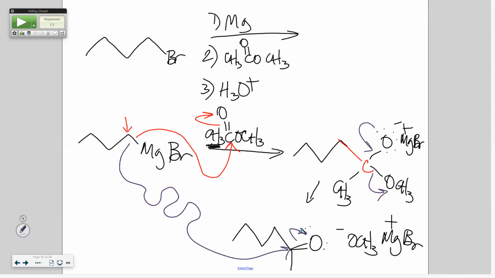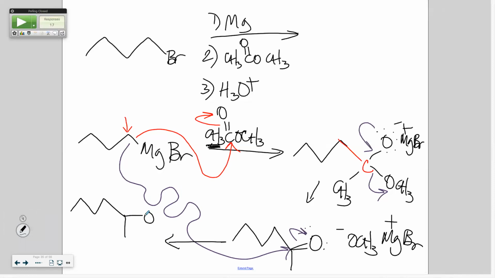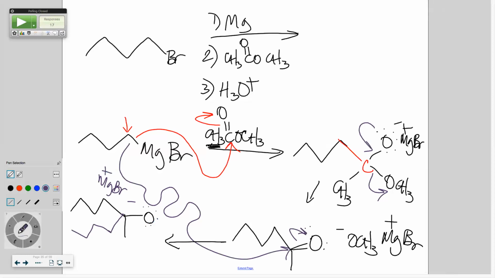My carbonyl's kind of sad. So now what do I have? 1, 2, 3, 4. Now what did I add? I added another one of these, right? So this is my new bond. I'll just make the whole thing. 1, 2. And we're going to get O minus MgBr plus. And then what are we going to do? Protonate it with acid. I haven't drawn a protonation step, so I'll draw it.